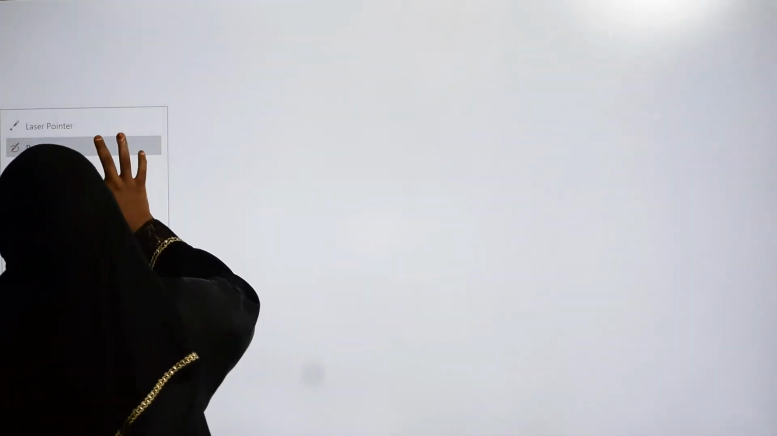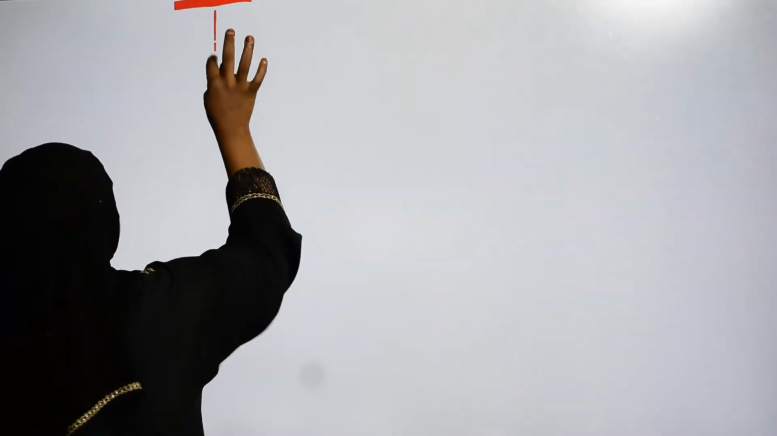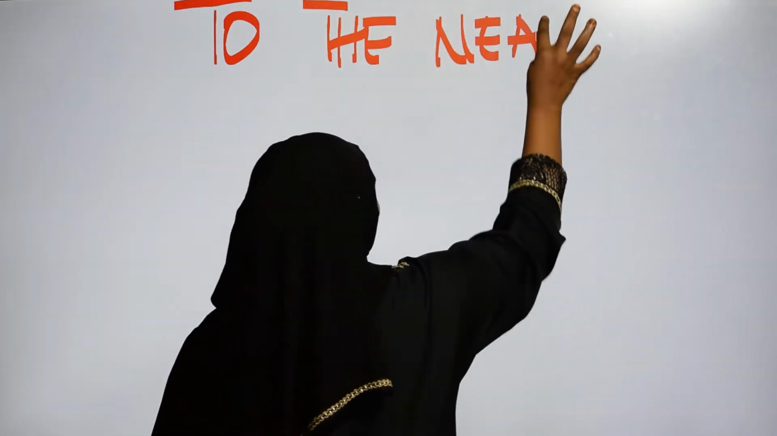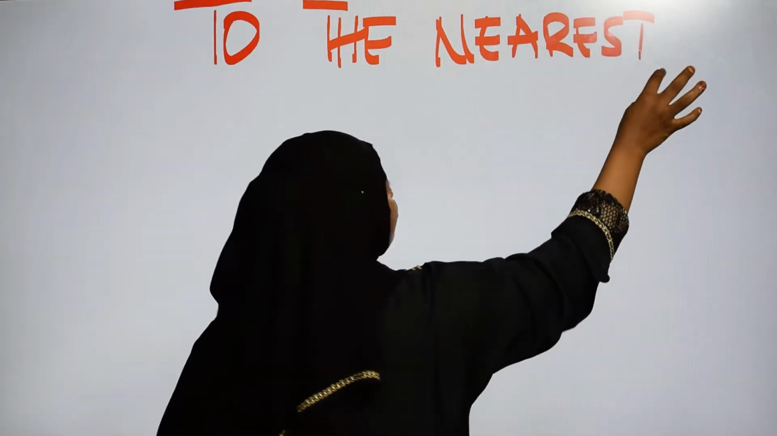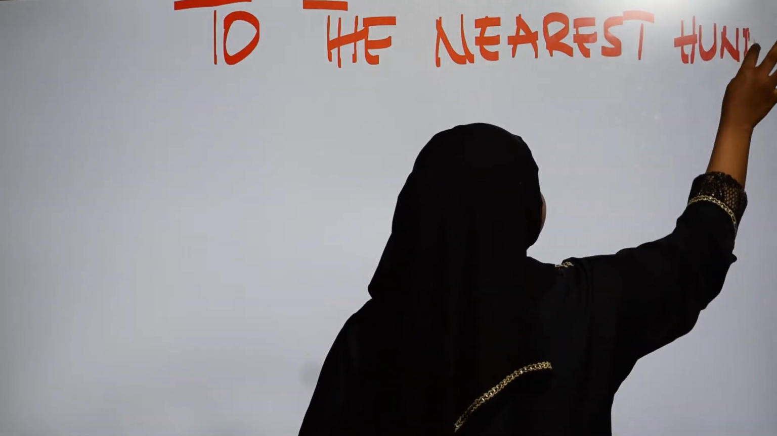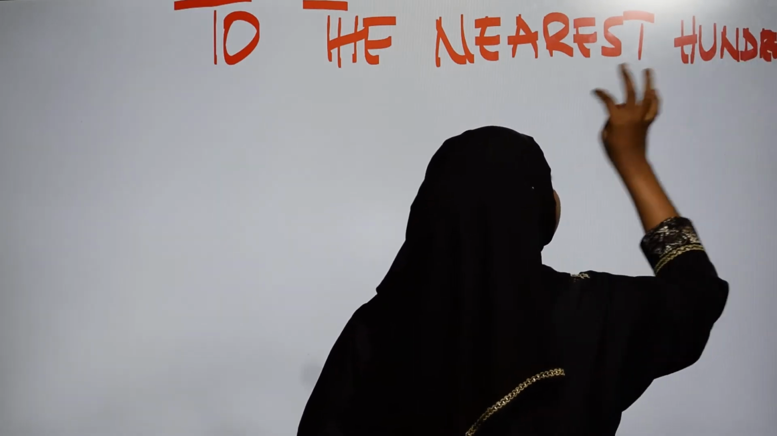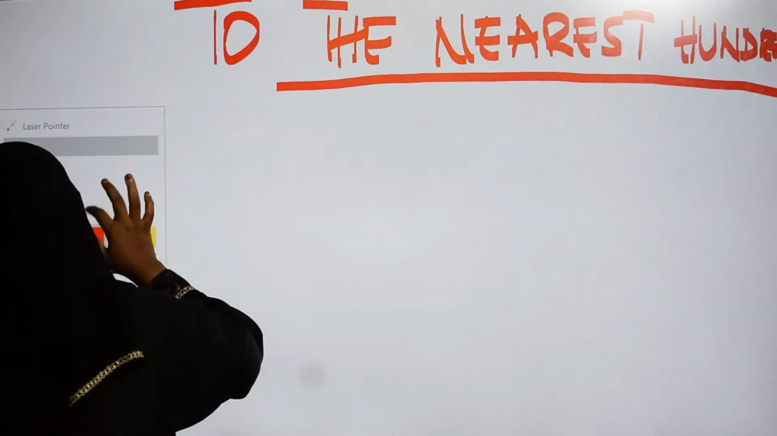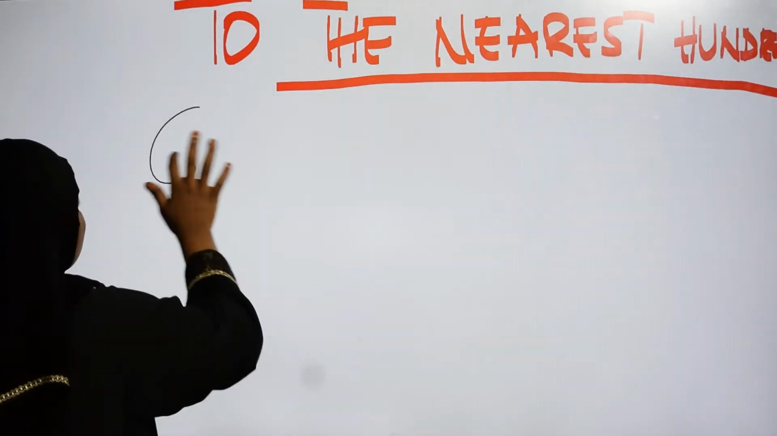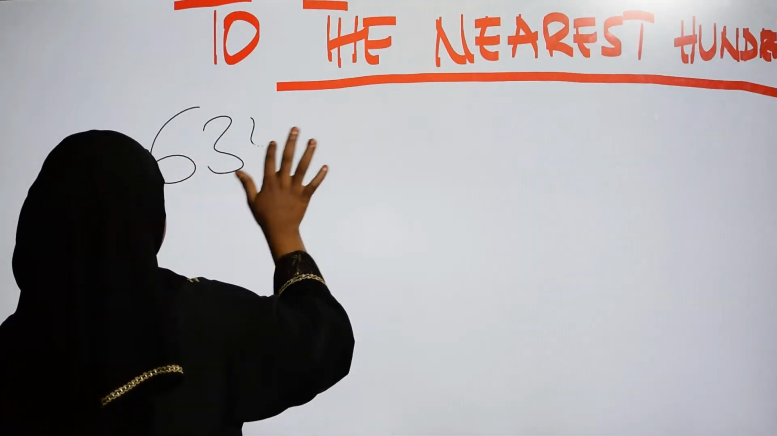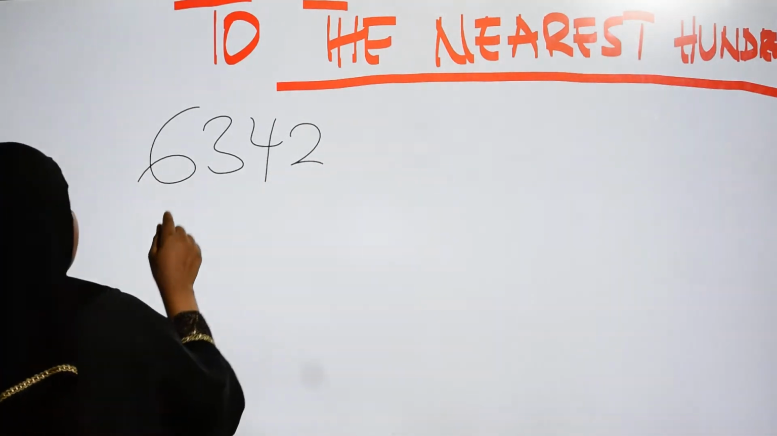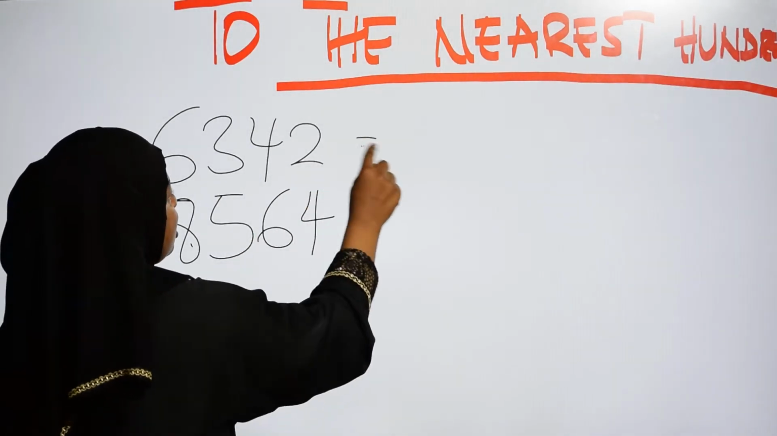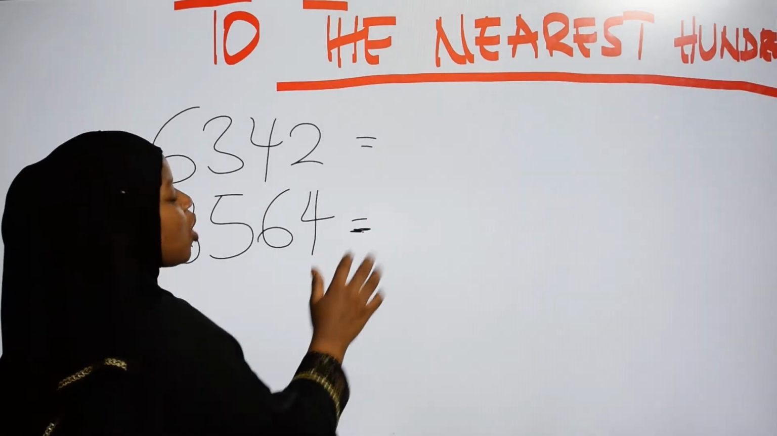So let me first round to the nearest 100, the hundreds. So to the nearest hundreds, let's look at some examples. So I have 6,342. Okay. Then I have 8,564. Now let's look at these two examples, how we can change them or how we can round them to the nearest 100.